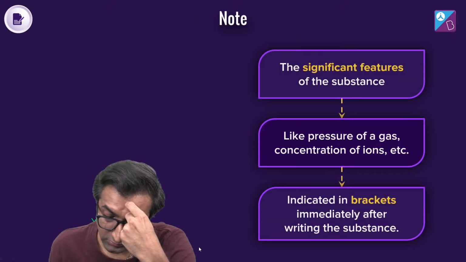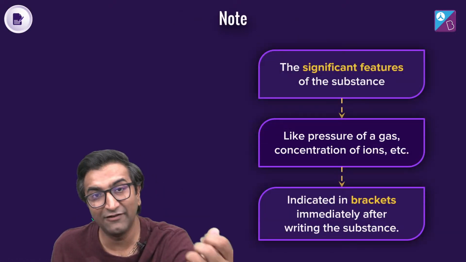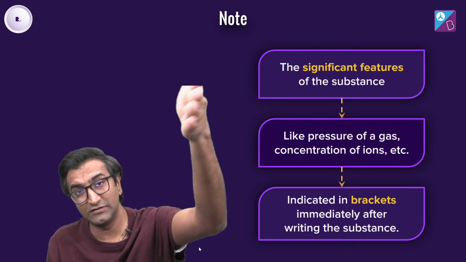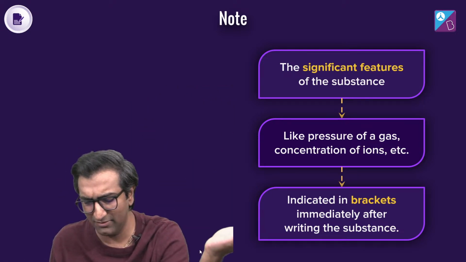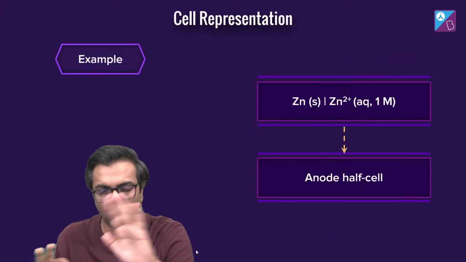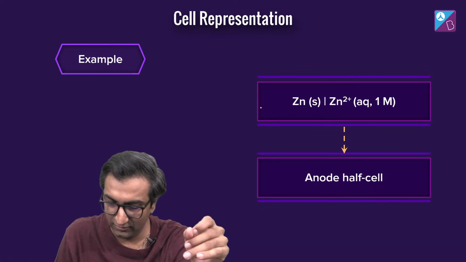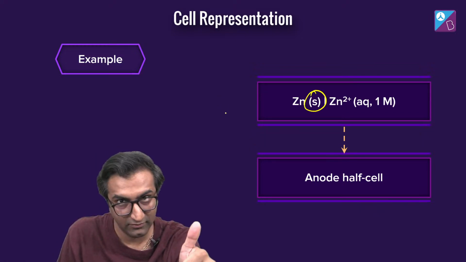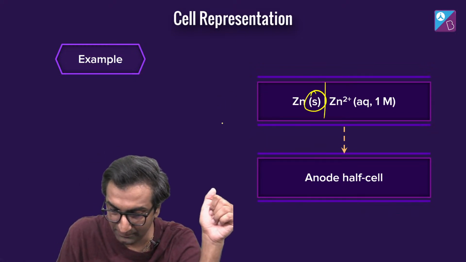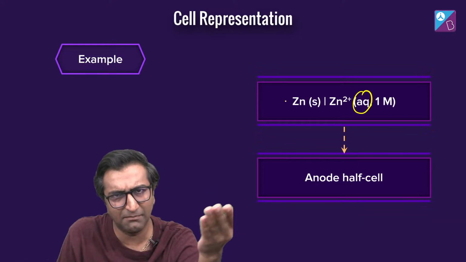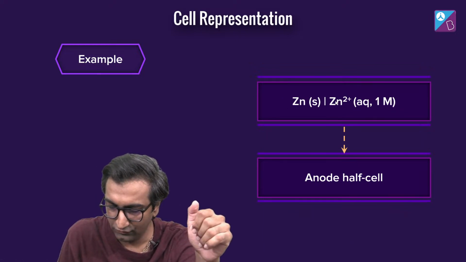Now if you have other identifying information like this is a concentration, this is the pressure of the gas, you will put that in brackets. So now the whole picture looks like this of a half cell. I write the state or the phase over here, the phase boundary. उसके बाद aqueous मतलब पानी में dissolved है, 1 molar. This is how you write it.